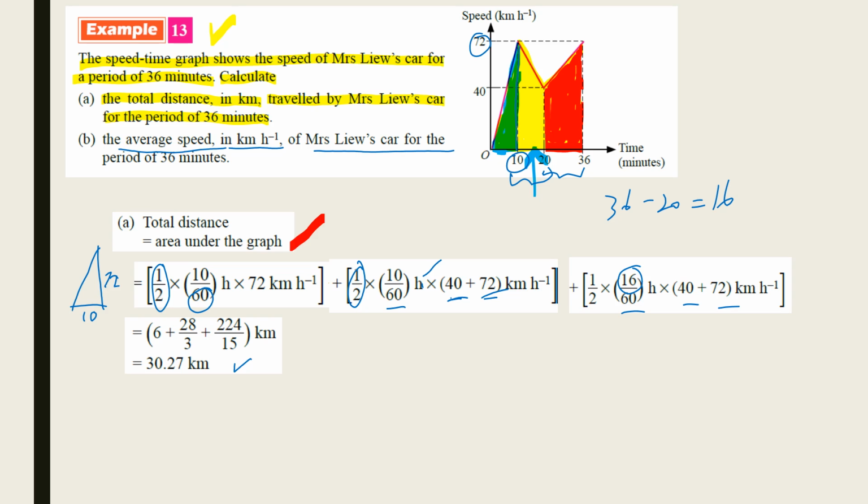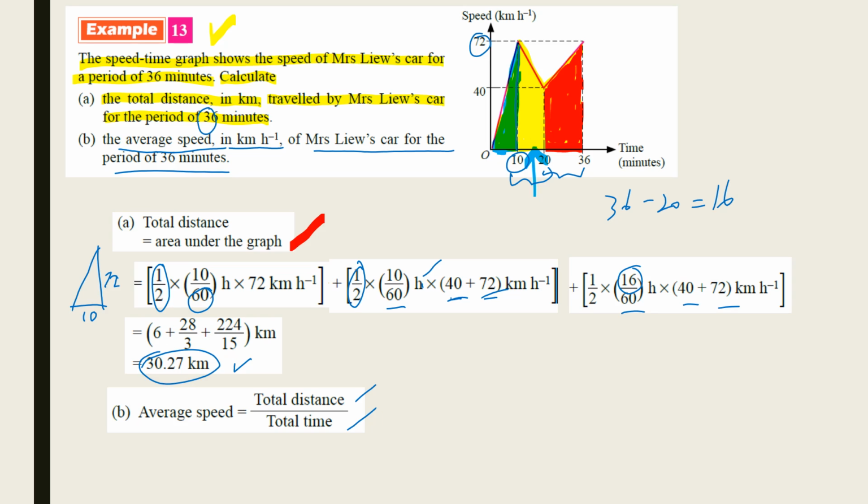Okay, next you want to find the average speed in kilometer per hour of Mr. Liu's car for the period of 36 minutes. So this one you use the formula. Average speed is total distance over time. So your distance, you use this one, and then your time is 36. But remember to divide by 60 because you want to have your answer in hour. So you'll get this one.